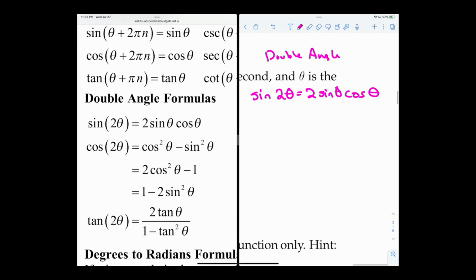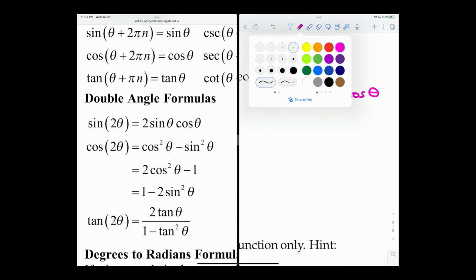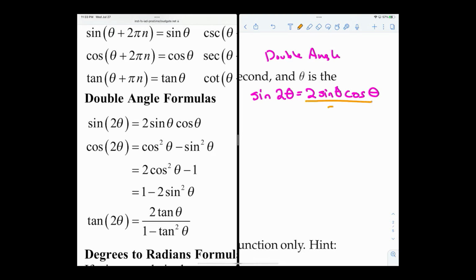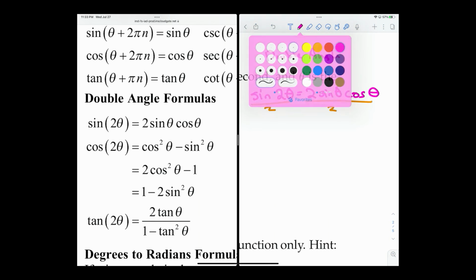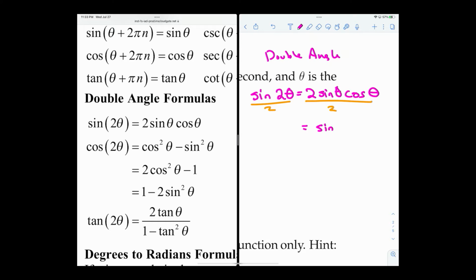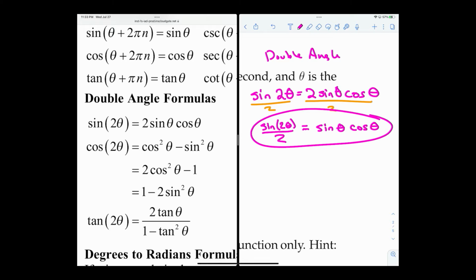Now, if I just move the 2 over to the other side, you don't have to, but this makes it easier. If you do that, then you can write sine theta cosine theta is sine 2 theta over 2. Does that make sense? So you have this. That's just moving the 2 over on the double angle formula.